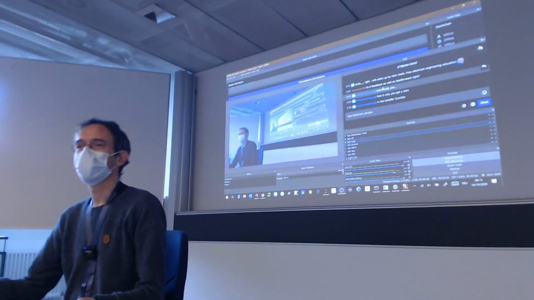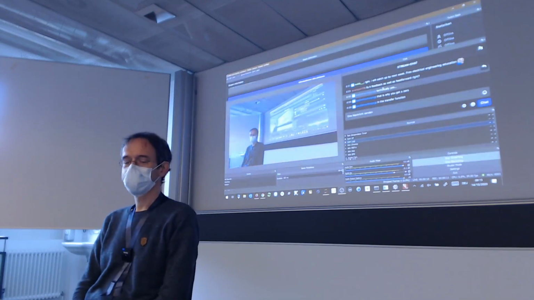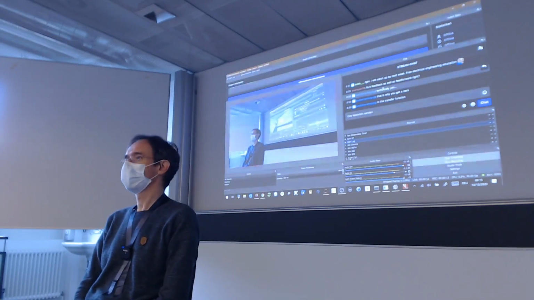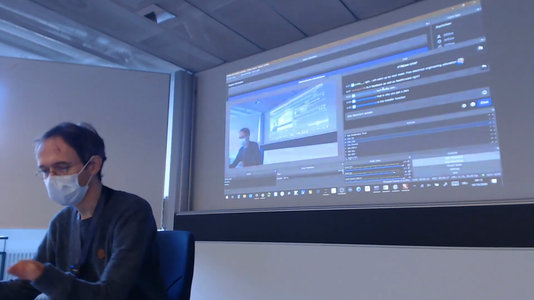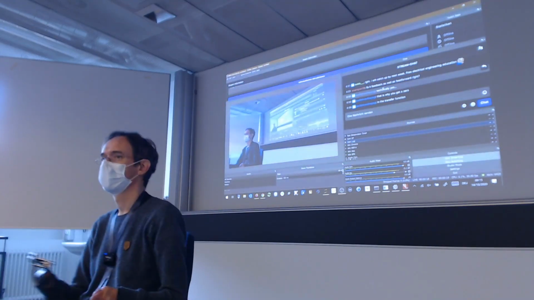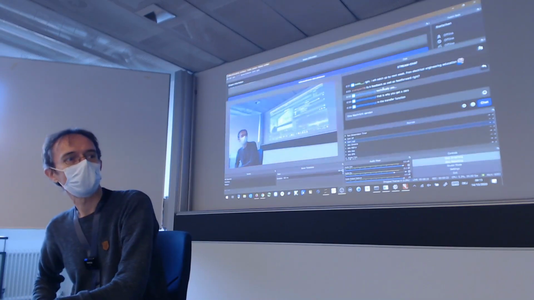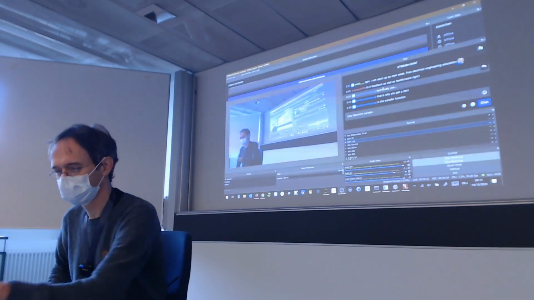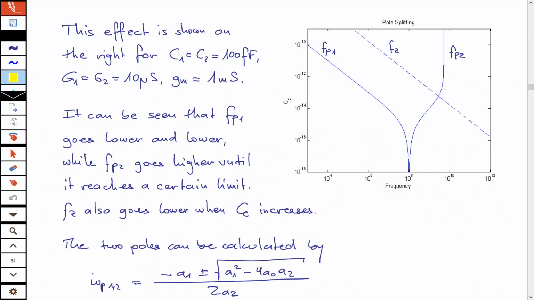I promised you before the break that I would talk a little bit more about the Miller effect and what it means. Up to now we looked at the formulas, but now let's look at it graphically. So the thing I wanted to show you is the following about the Miller effect.